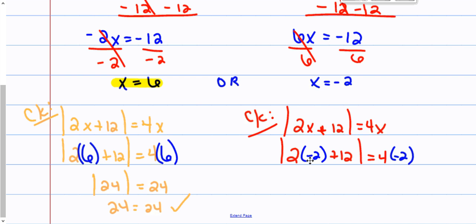2 times negative 2 is negative 4. Negative 4 plus 12 is positive 8. 4 times negative 2 on the right side is negative 8. The absolute value of positive 8 is 8. Does 8 equal negative 8? And the answer there is no, it does not. So that is not true. Therefore, I'm going to go up here and put a slash through that number.